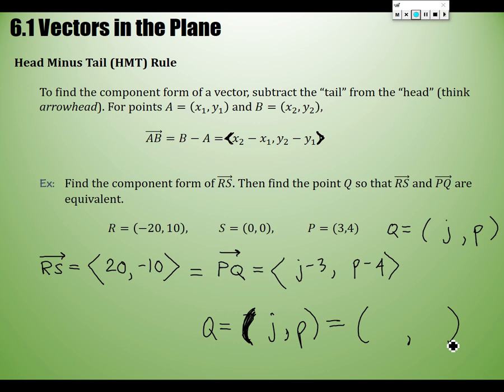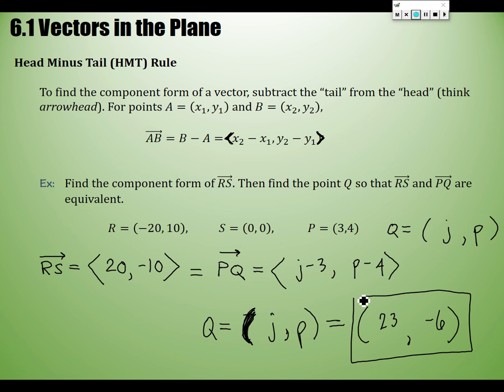All right. So what did you get here for the coordinates of Q? 23 and negative 6. So if Q has that coordinate, then the vector from R to S and the vector from P to Q are the same, and we'll say that they're equal, even though you might be picturing them in your head as being in different locations. The vector from R to S, like we said, might be pictured over here. But this is my head is the origin. It's like here, right? It's like pointing up to the origin from negative 20, 10 down to the origin.